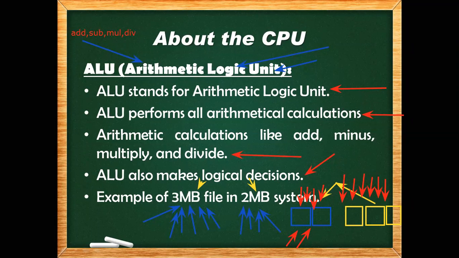The full form of ALU is arithmetic logic unit. A stands for arithmetic, L stands for logic, and U stands for unit. It's arithmetic logic unit. Okay, yes, Jibril, you were saying something?